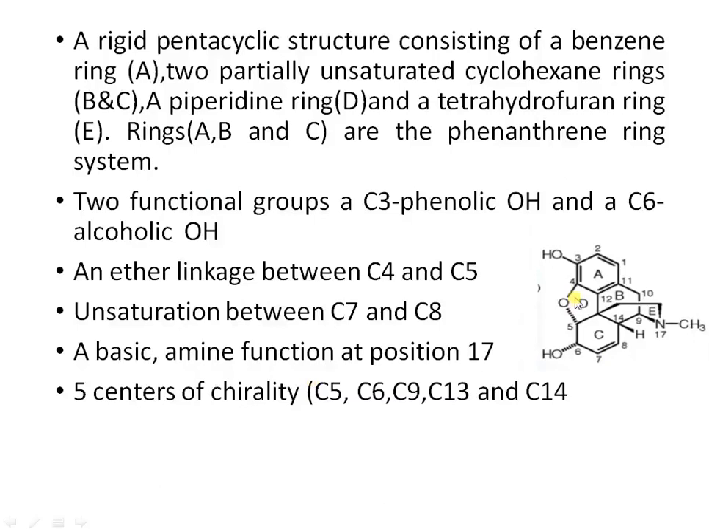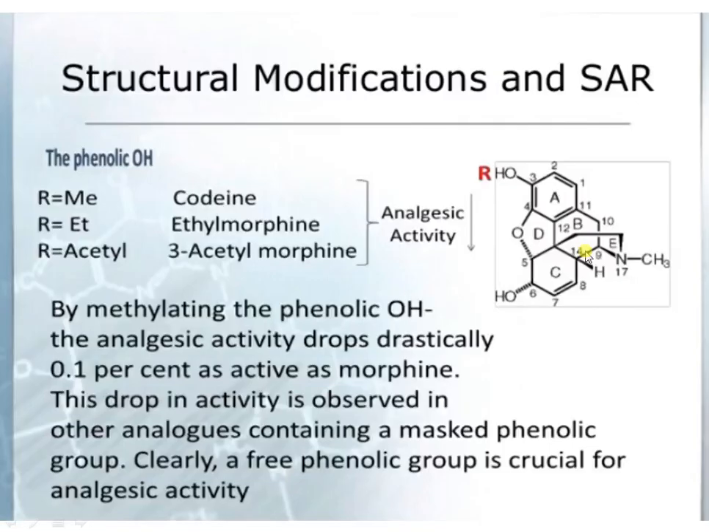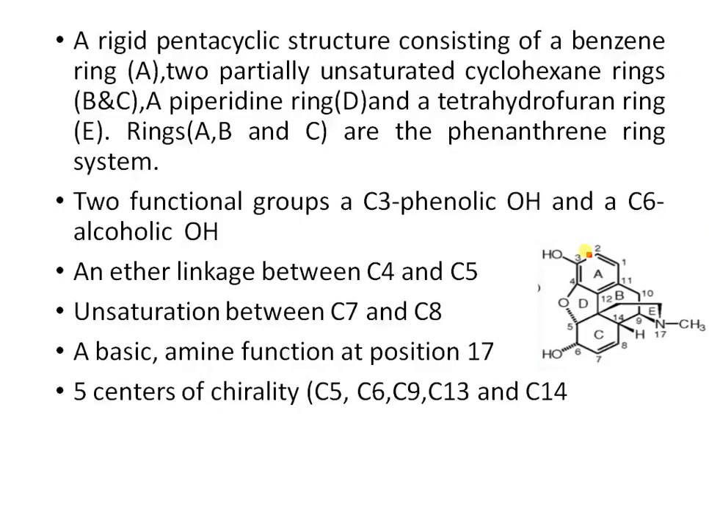In morphine there is a phenanthrene ring system. It is a rigid pentacyclic structure consisting of a benzene ring, which is A, then two partially unsaturated rings, B and C, then the piperidine ring, which is D, and the tetrahydrofuran ring, which is E. Rings A, B and C form the phenanthrene ring system.